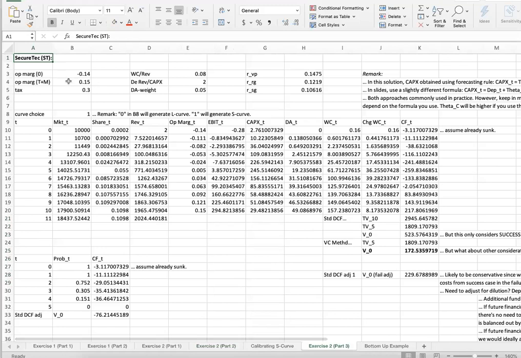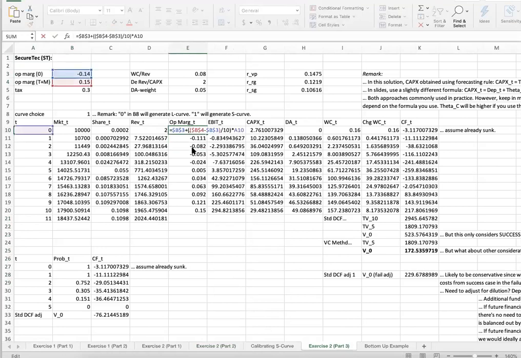We've also estimated a long-term margin of 15%, conditional on success for SecureTech, using the data of McAfee and Trend Micro. We have a current margin of minus 14%. So what I've done in column E of the spreadsheet right here is I've forecasted, conditional on success, what our margins will be every year, right?